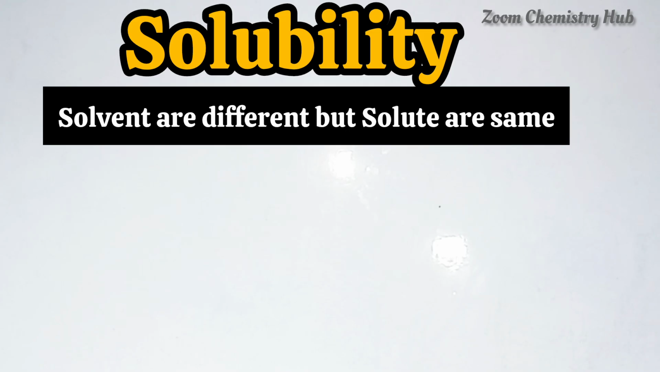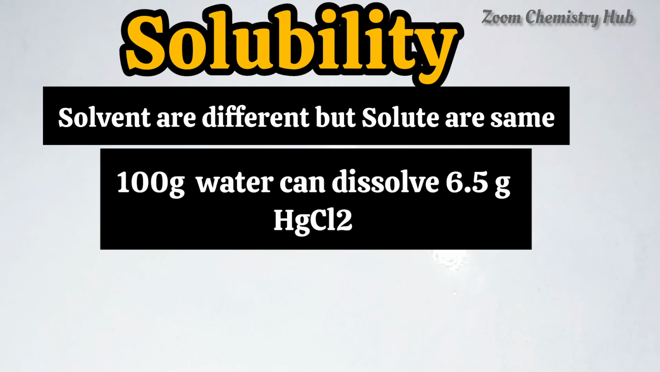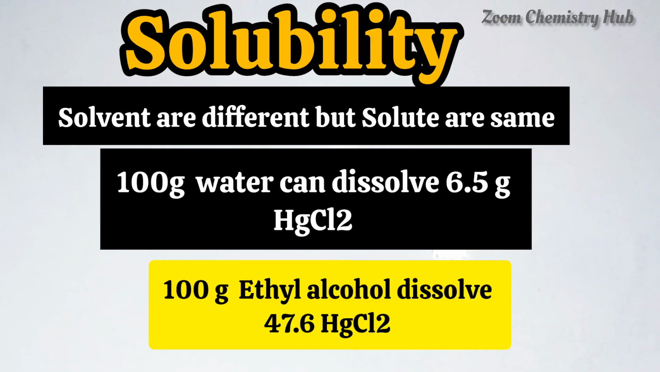Similarly, if the solvents are different but the solute is the same, we take the example that 100 grams of water can dissolve 6.5 gram of AgCl2, while 100 grams of ethyl alcohol can dissolve 47.6 gram of AgCl2. Here you can see that the solvents are different but the solute is the same.